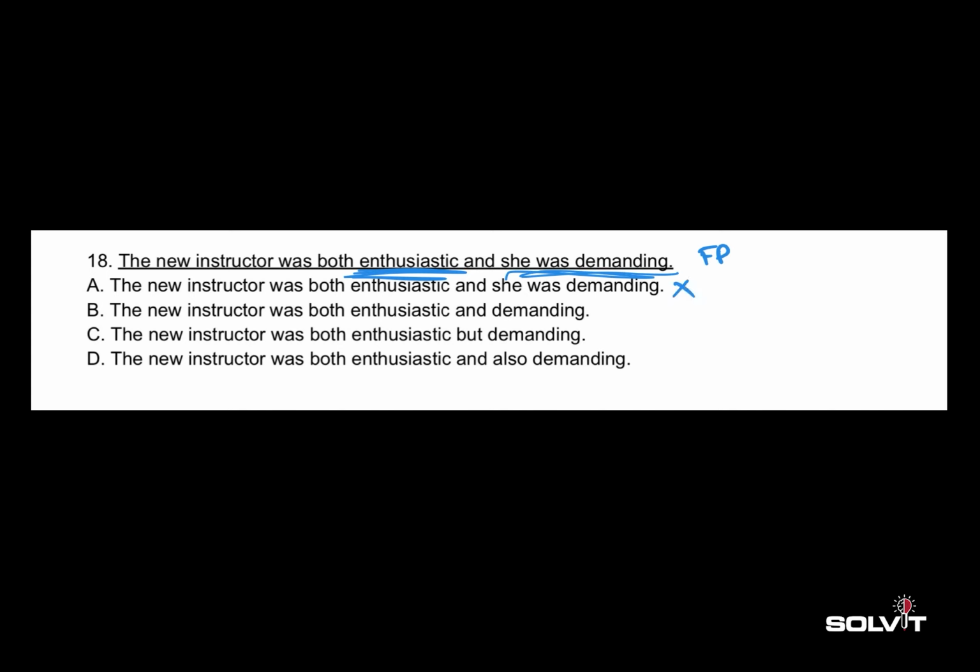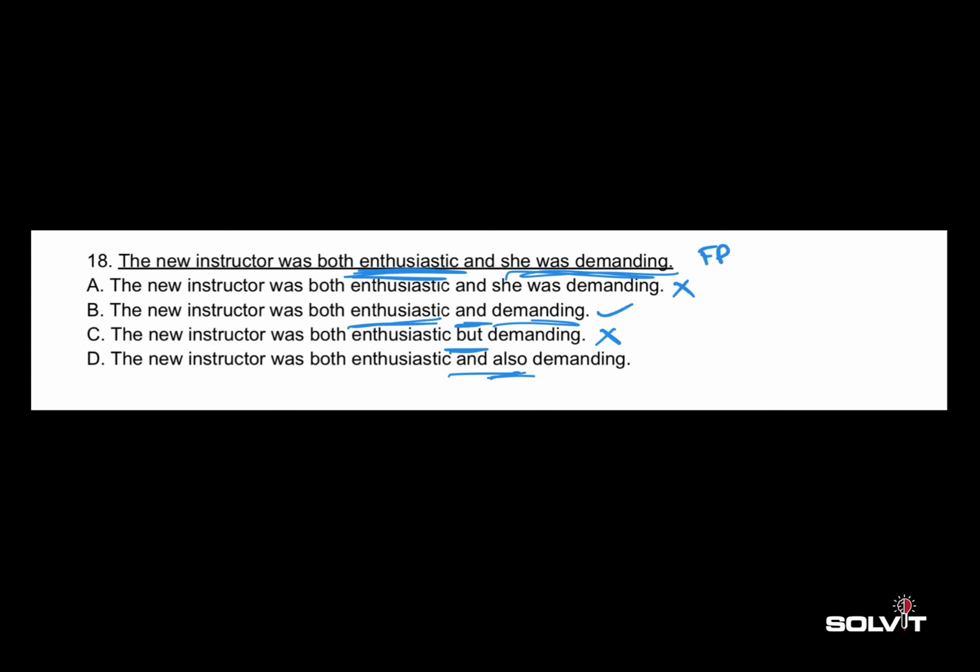Option B is the new instructor was both enthusiastic and demanding. This is correct, right? Because there's no faulty parallelism in this. The words are in the same form, enthusiastic and demanding, right? They're in the same form. So this is correct. But let's look at option C and D. The new instructor was both enthusiastic but demanding. Now we don't need a but over here, right? We're just describing the instructor and we don't need a but in the middle. We need an and in the middle. So this is wrong.